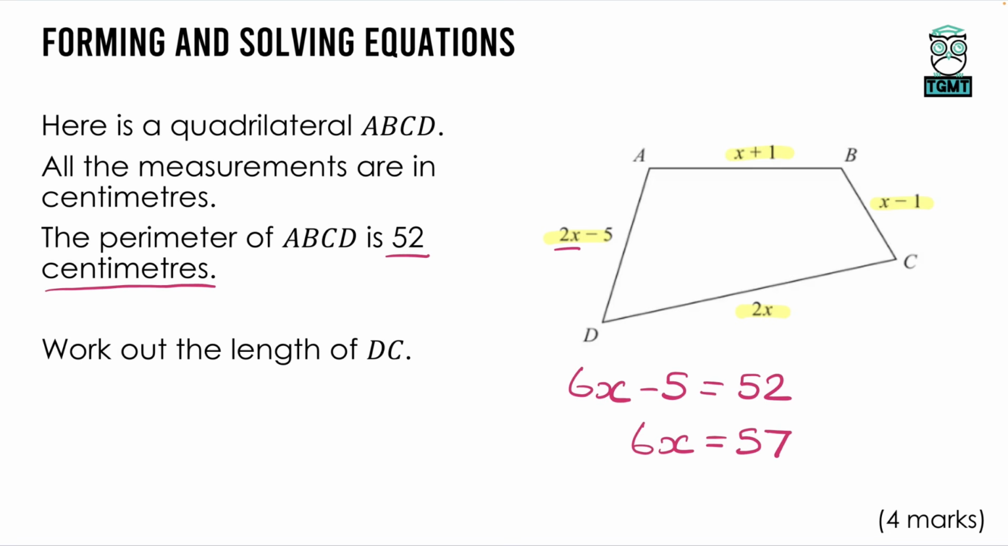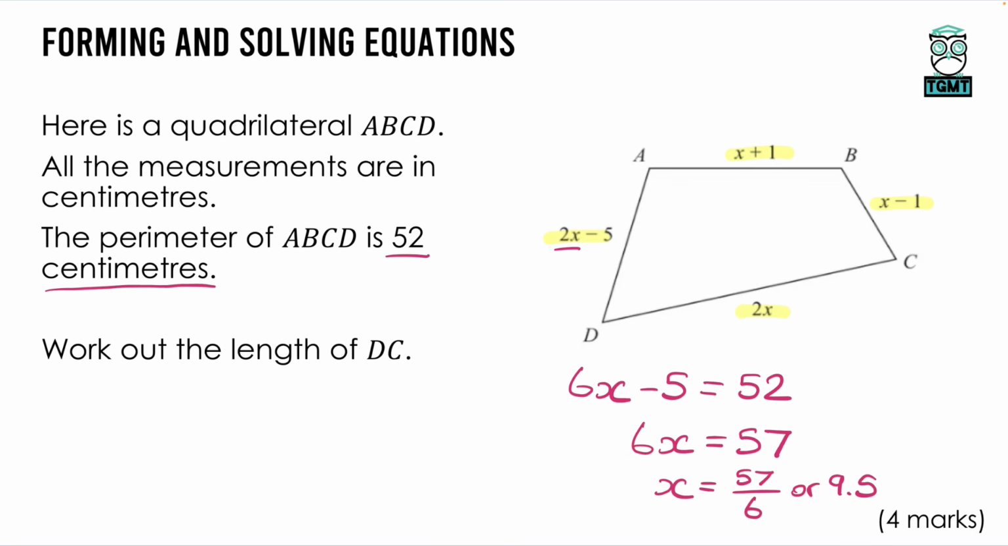Now in this particular equation, we now need to divide by 6. Now that's not going to come out as a nice whole number. So when we divide 57 by 6, ideally we don't want to write it as a fraction. Now if we have a calculator, of course, we can just type that in. So that comes out as 9.5. Now we could give the answer as a fraction if the question had said find the value of x. But this one here says work out the length of DC.